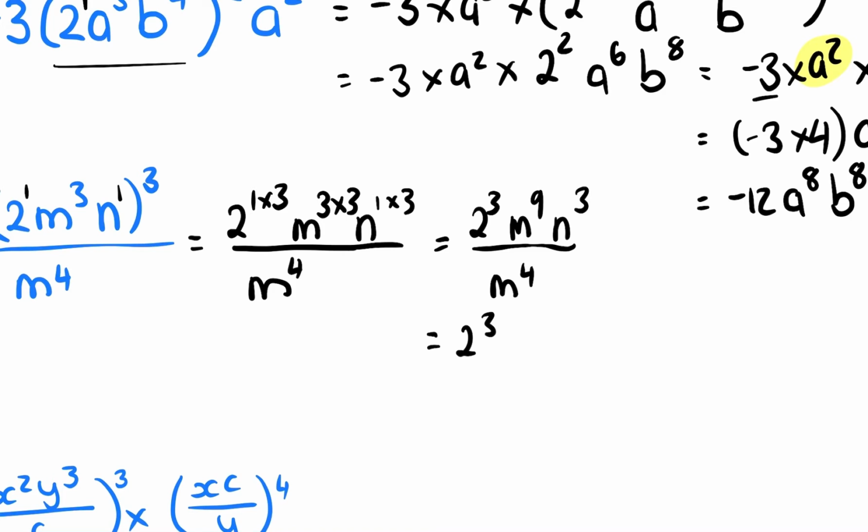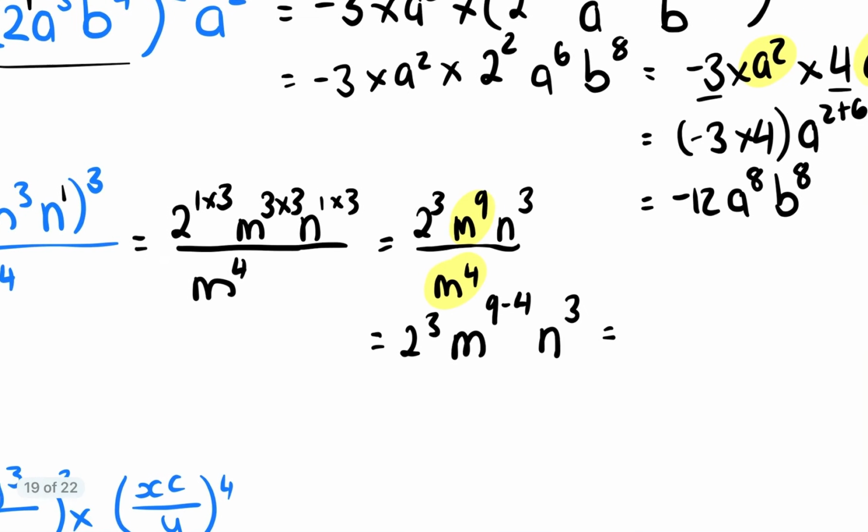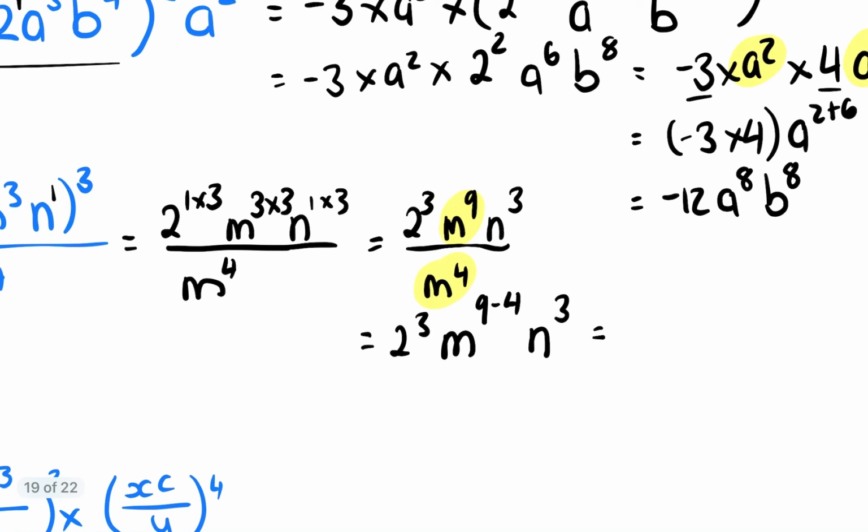All right, but look at this m. We've got an m on top and an m on the bottom. Now, they're the similar base. So I'm going to put my m, we're going 9 take away 4, and our n to the 3 because there's no similar base. And the last thing you have to do is simply simplify that we've done that subtraction. So you've got 2 to the 3, m to the 5, n to the 3, and bam, it's done.